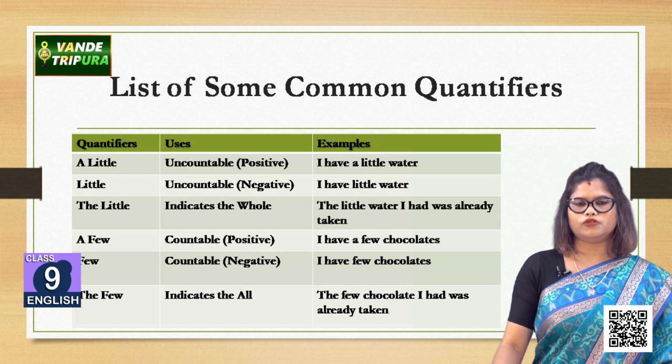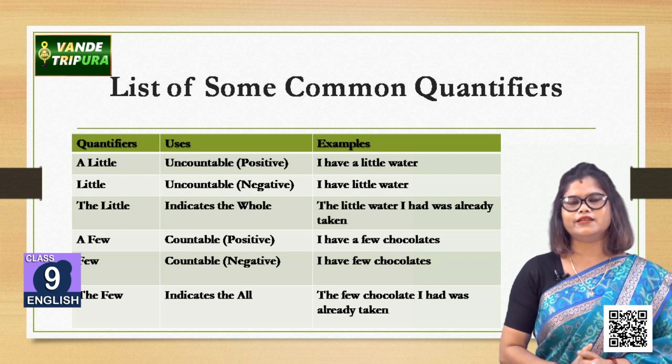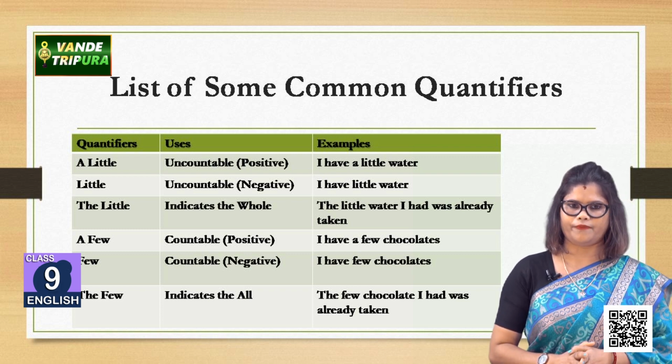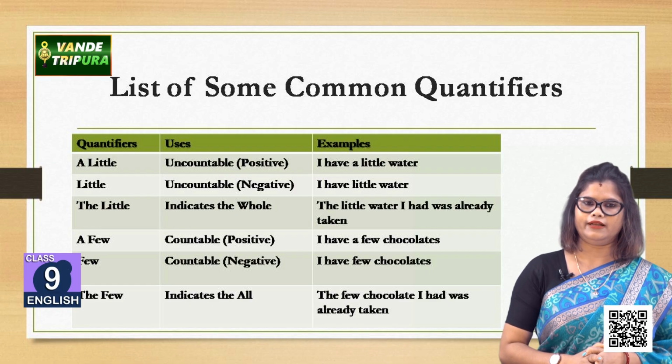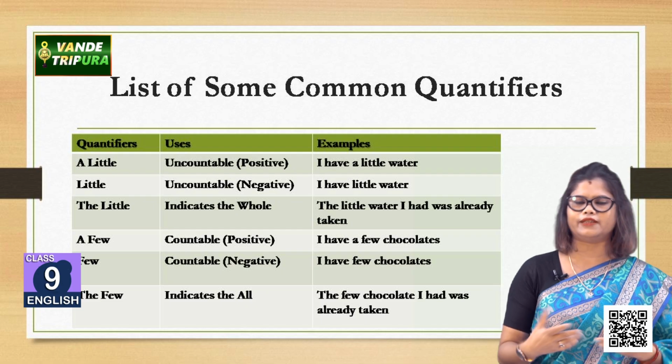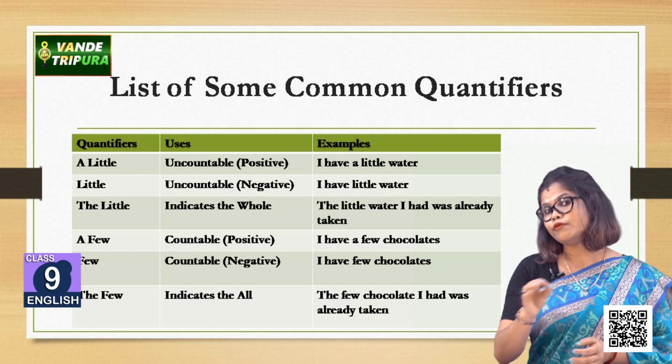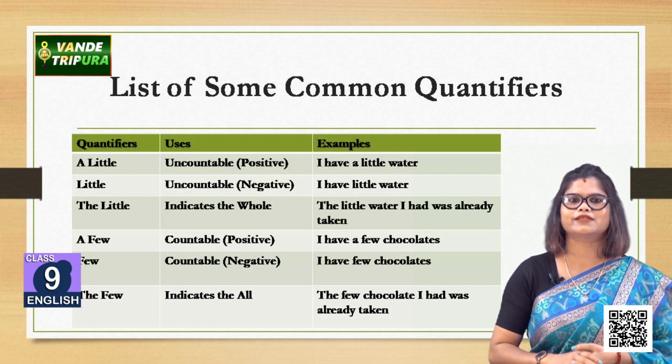and the few. আমরা যদি না বুঝি a little, little আর the little কখন কিভাবে ইউজ হয়, তিনটার মানেই হচ্ছে অল্প, little বললেও অল্প, a little বললেও অল্প, the little বললেও অল্প, but when you use this in the sentence, what are the differences that come?